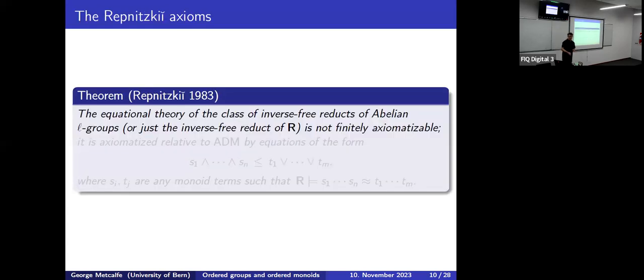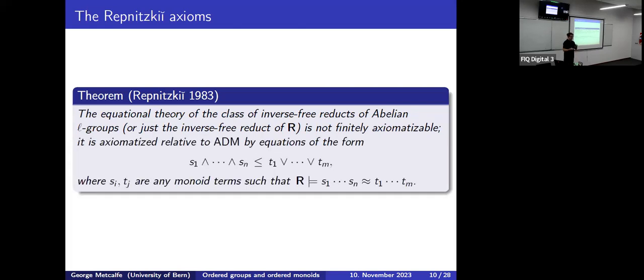More generally, Ribnitsky proved in 1983 that if you look at the equations that are valid in all inverse-free reducts of abelian L groups, so you just take an abelian L group and you forget about the inverse, then this equational theory is not finitely axiomatizable, which means you can't find finitely many equations that derive all the valid equations.